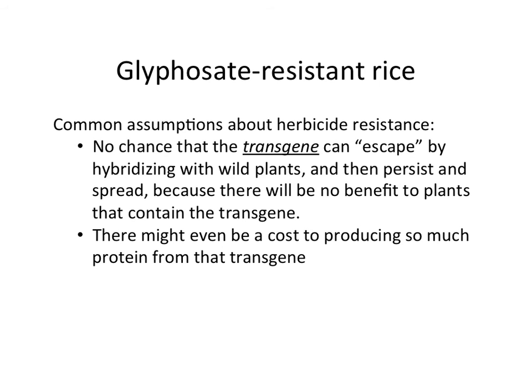We even go so far as to assume that there might actually even be a cost to those plants to having that transgene, because now they're producing extra proteins that their wild relative doesn't normally, the proteins that allow these rice to resist the herbicide. So it might actually be detrimental. Proponents of GMOs claim it might actually be detrimental to the genetically modified plants to be transgenic. It's an extra cost to those plants.